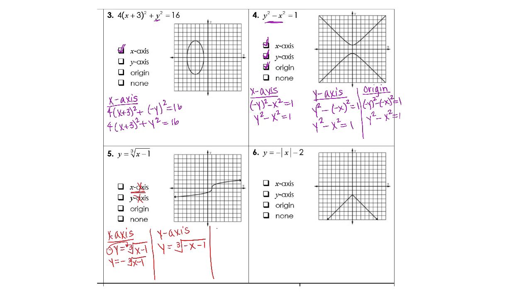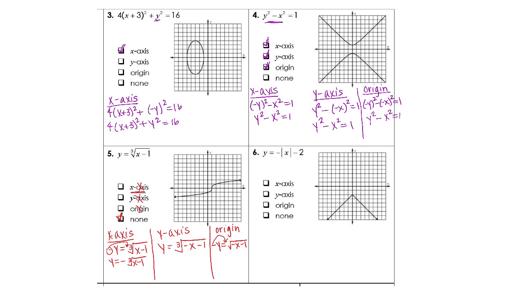Well, now let's try the origin. For the origin, we need to replace both y and x. Again, we can move that negative over, but there's not much we can do past that. So the origin is out, so that means this one is none. None of it, we are not symmetric about any axis.